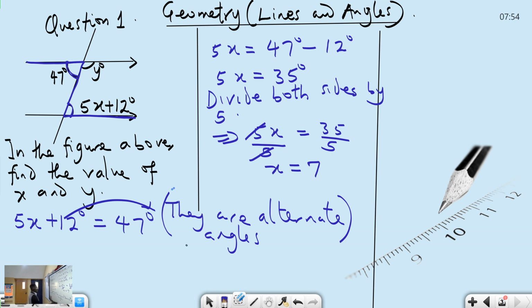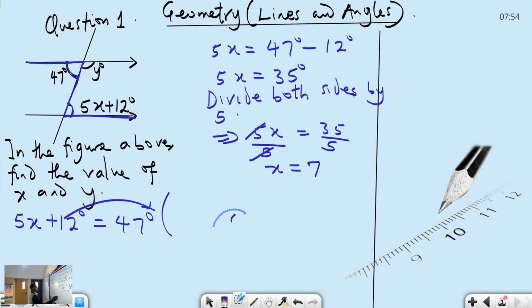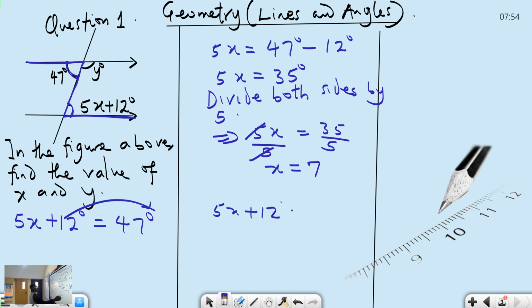From there, we can deduce that this angle here, 5x plus 12 degrees, will be 5 times 7 plus 12. This is 35 plus 12, that is 47 degrees. So you can see that this is 47 and this is also 47, which is in agreement with what we just established, that alternate angles are equal.